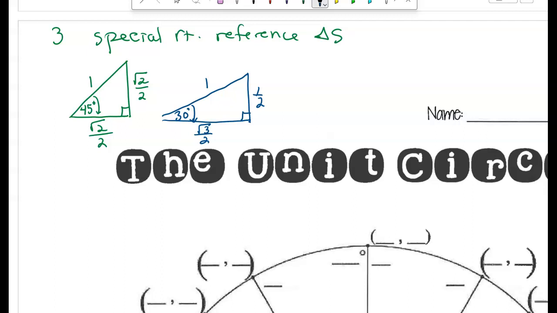as our reference angle. Okay, what's the only reference angle we haven't talked about yet? 60. So we just then flip it on its side. My reference angle is now 60. This is still 1. Well, what's the long side here going to be? Root 3 over 2, and this is going to end up being 1/2. Those are the 3 special right triangles that we're going to use as reference triangles to create a unit circle.